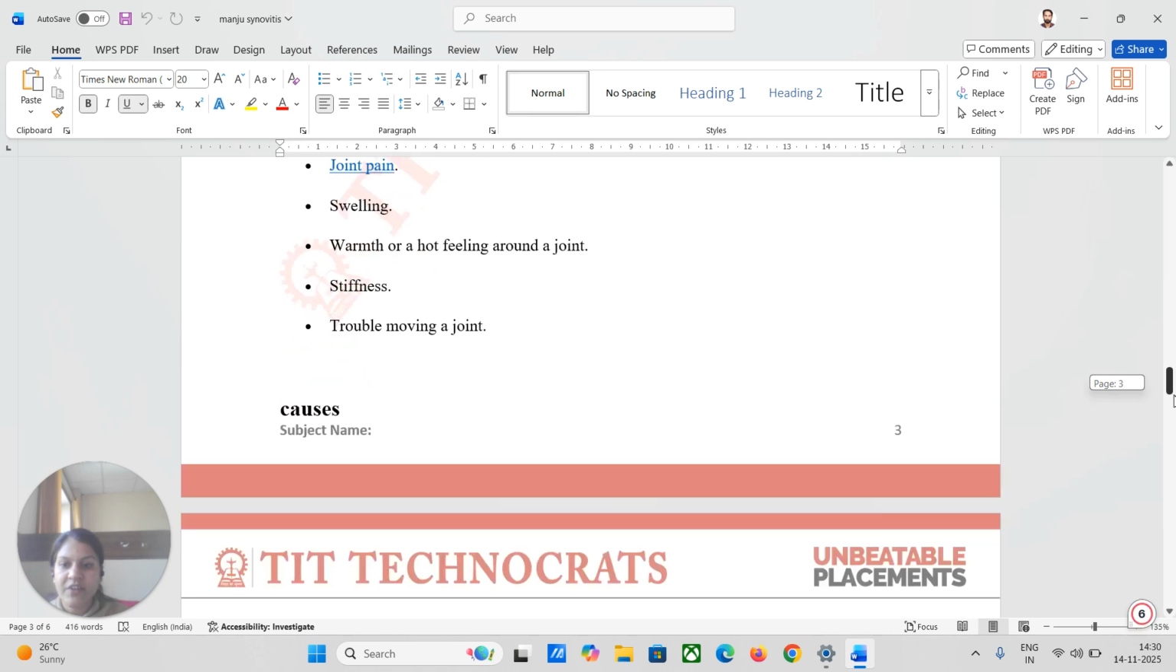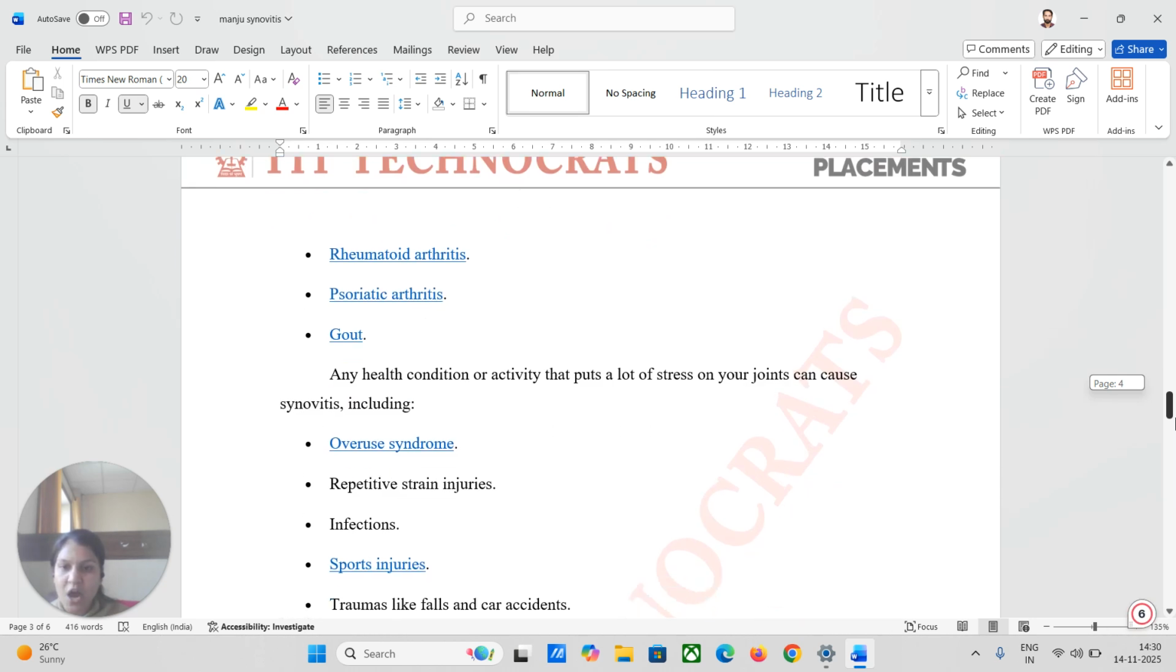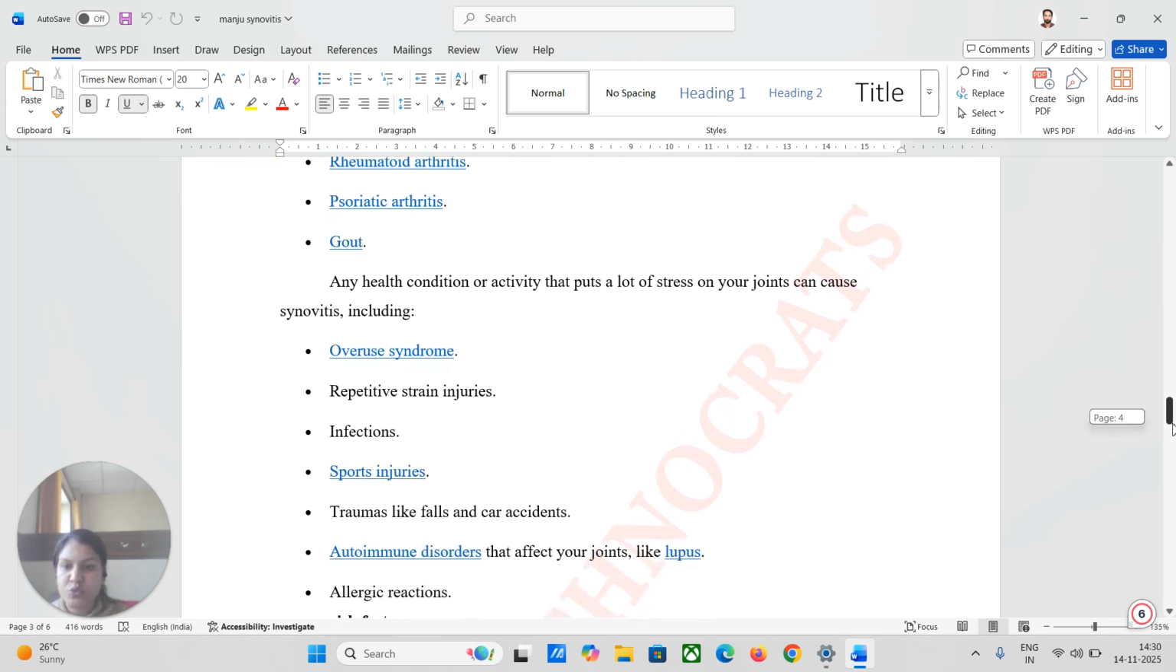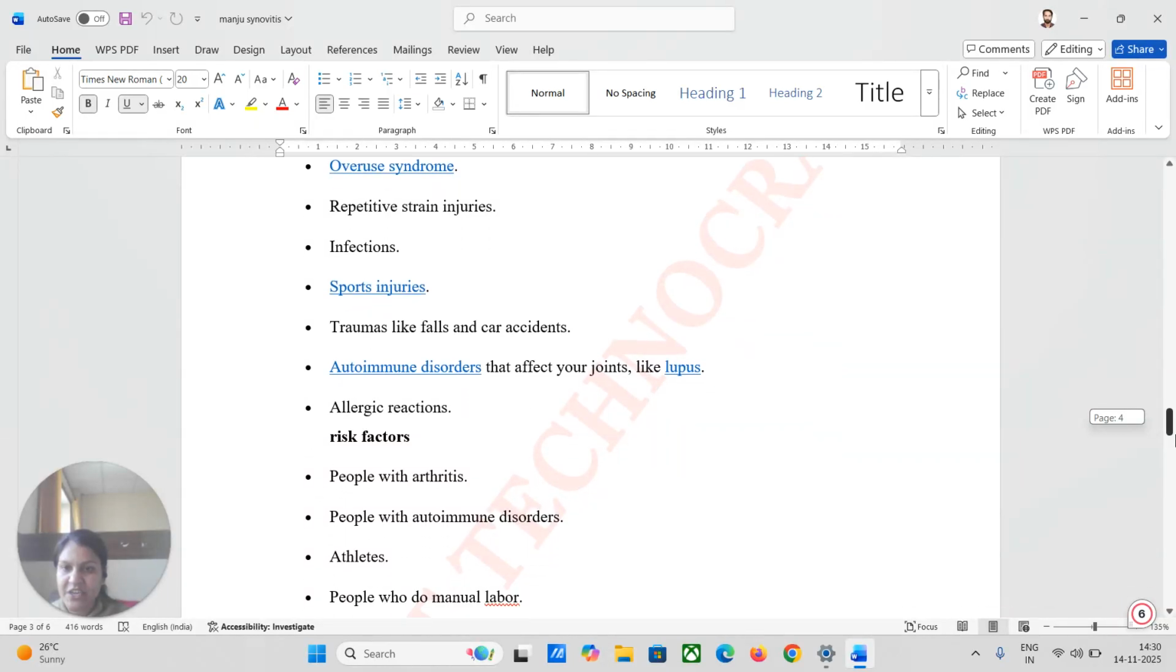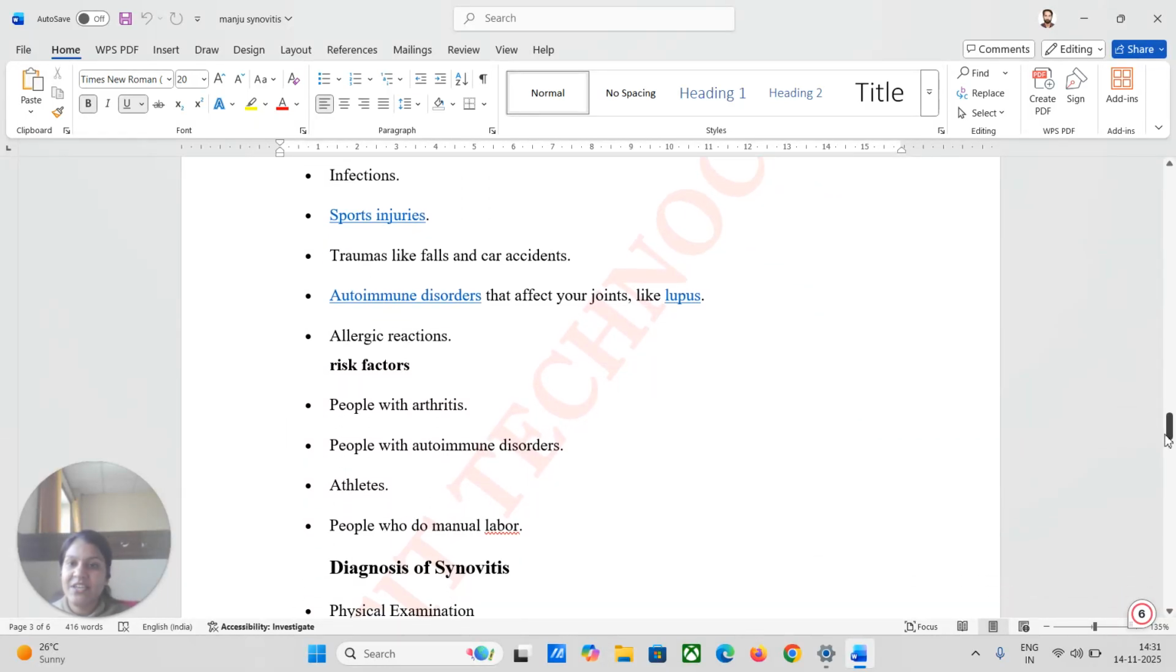Then causes of synovitis: rheumatoid arthritis, psoriatic arthritis, gout, overuse syndromes, repetitive strain injury, infection, then sport injury, trauma like falls, car accident, autoimmune disorders, allergy reaction. Then risk factors of synovitis: people with arthritis, people with autoimmune disorders, athletes, people who do manual labor.